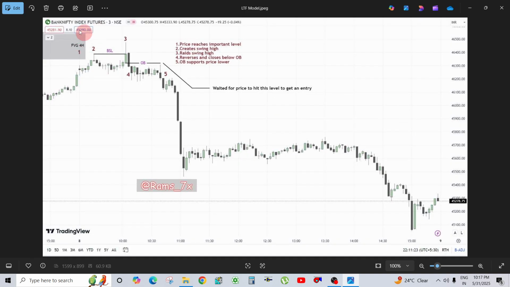See, in this example, which is a 4-hour fair value gap, the current time frame is 3 minutes. As soon as the price reaches an important level, we should shift to lower time frames. It will start from 15 minutes. Price reaches an important level, creates swing high, rides the swing high, reverses and closes below the order block. Order block supports the price lower.